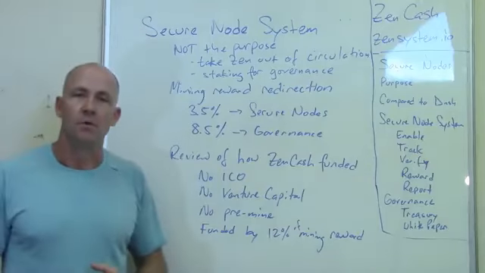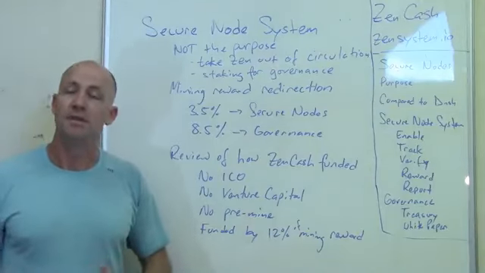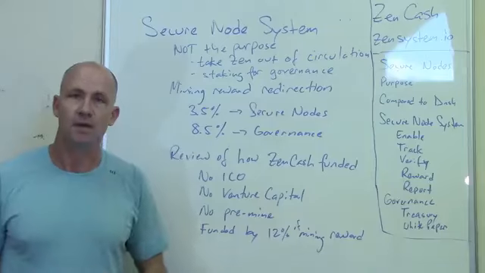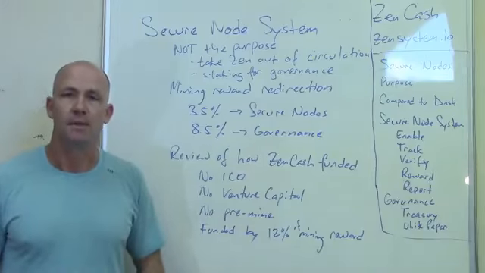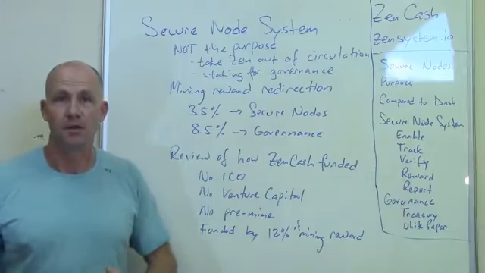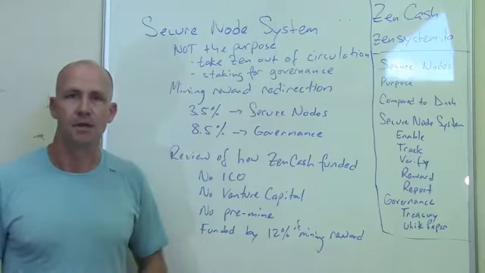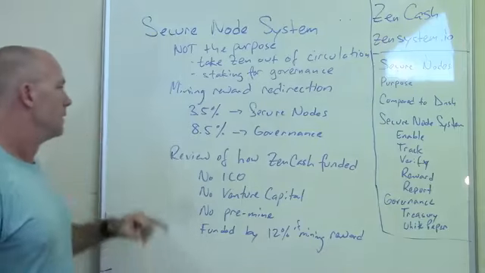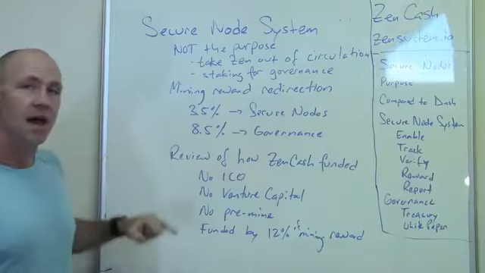8.5% of the mining reward gets redirected towards governance. I'm not going to talk about that today. We'll save that for another time. That's one of the things that Rob Viglione is working on, and I expect he'll be talking a bit more about that. So let's review how Zen Cash was funded.